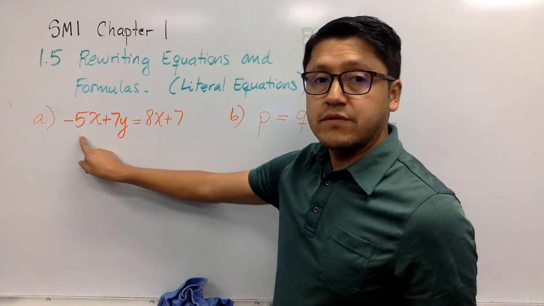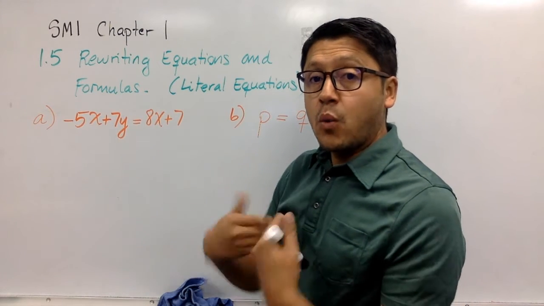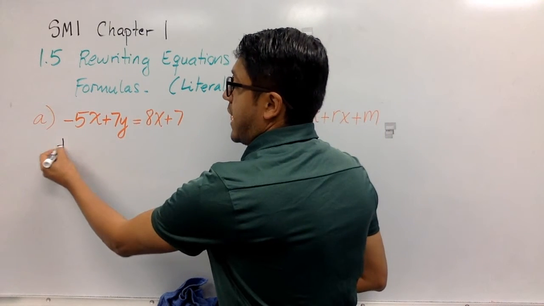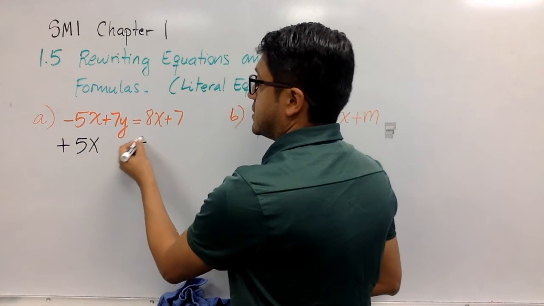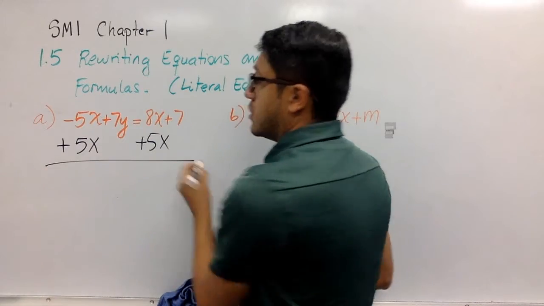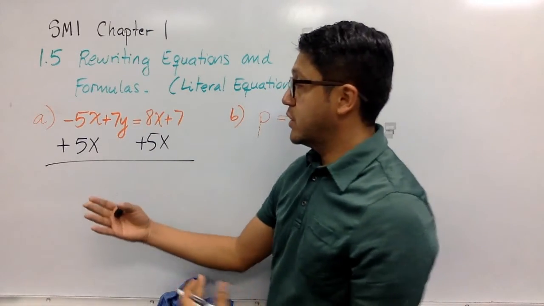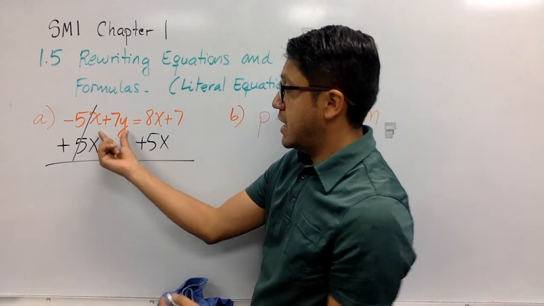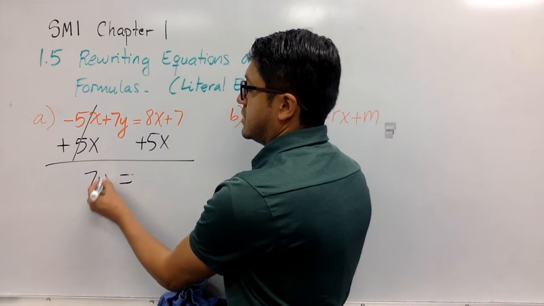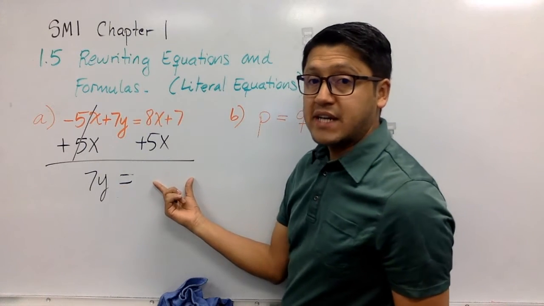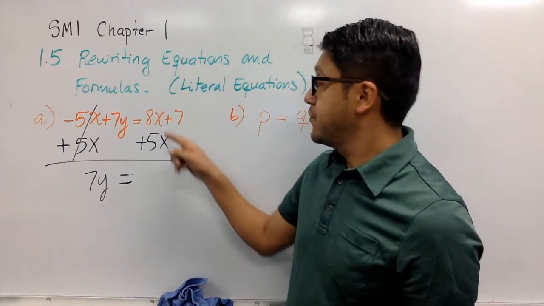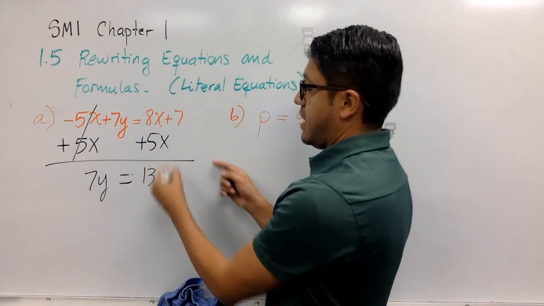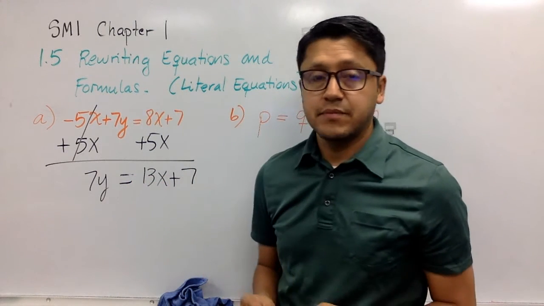I need to get rid of this negative 5x. What am I going to do? I'm going to do the opposite of what it does. I'm going to add 5x on both sides. And let's see what we get. This term is canceled with this new addition, and I just have to rewrite 7y. Now, on the right side of the equality, let's see what we get. 8x and 5x is 13x, plus this 7.